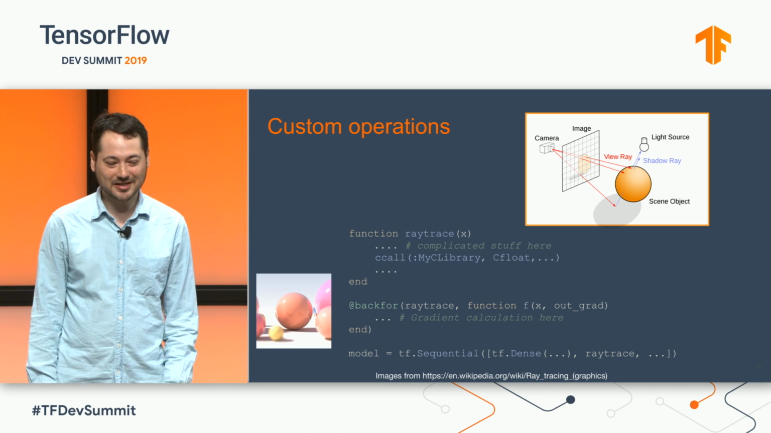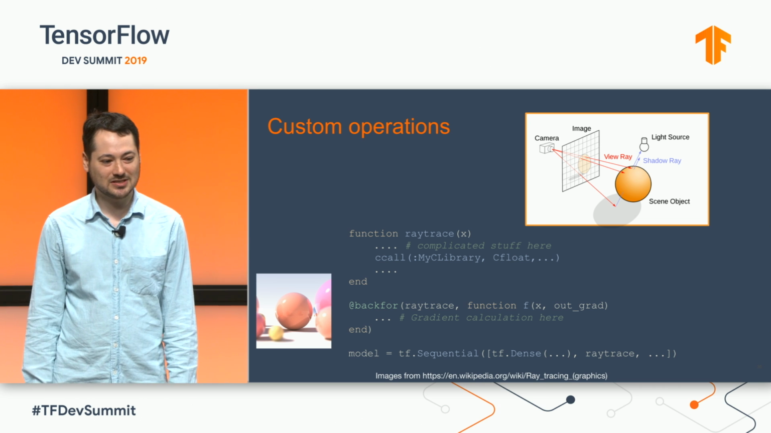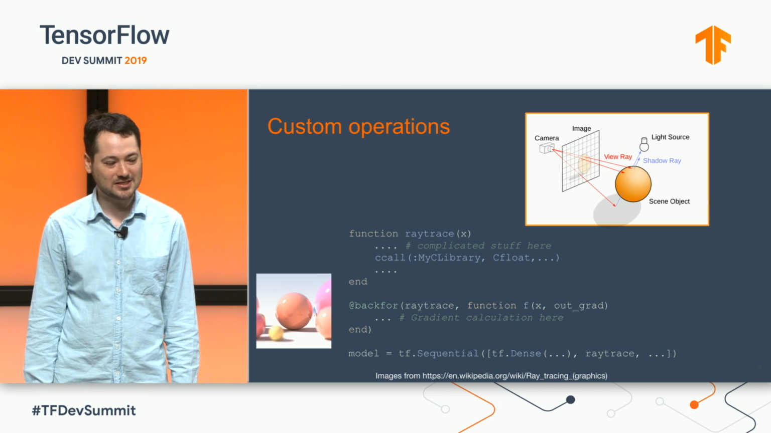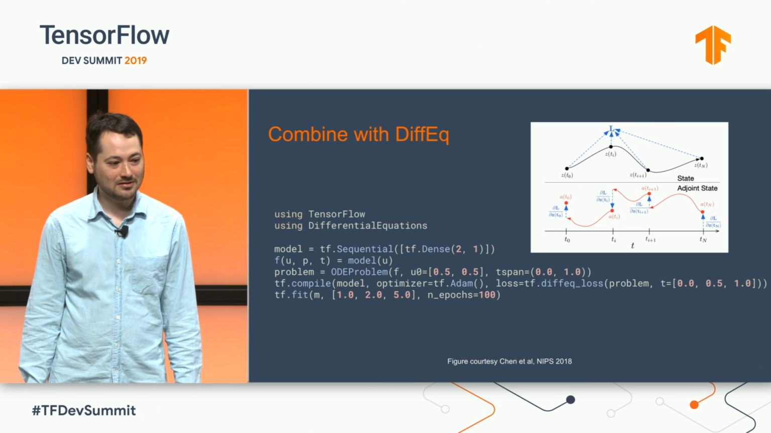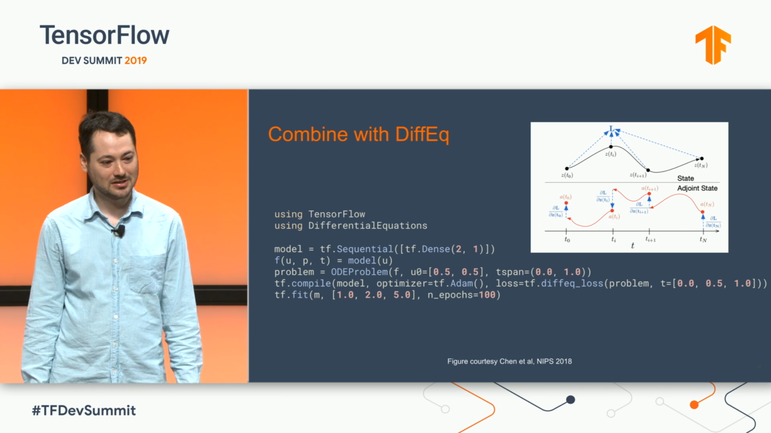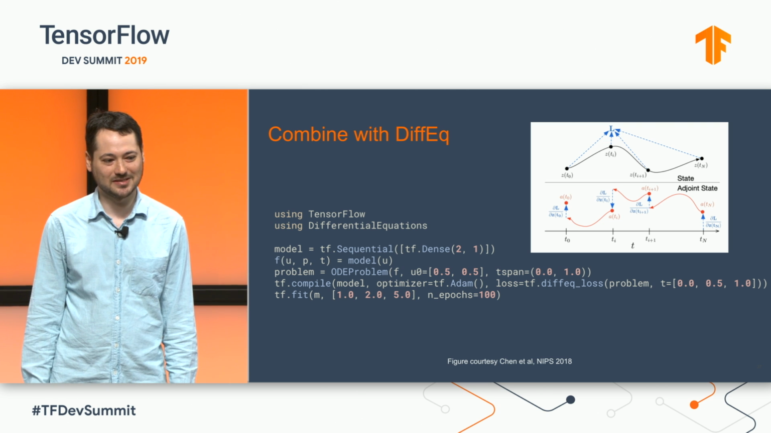If you want to define a custom operation and use Julia's just-in-time compiler to make it fast, you can do that. So maybe you want to write a ray tracer. You can use Julia's really easy C foreign function interface if that's a part of it, and define a gradient in that. And just a little case study, you can even use Julia's differential equations package, and that all just works because of Julia's multiple dispatch. So if you wanted to do a neural ODE, like you might have seen at NIPS, that's very simple.